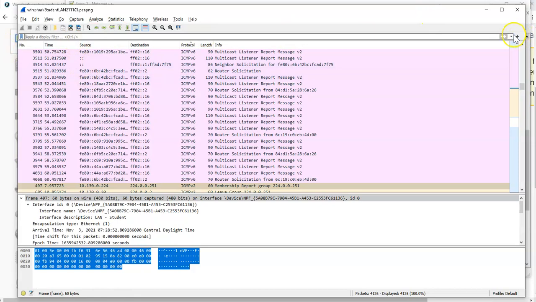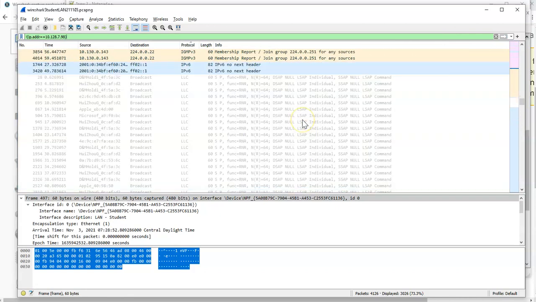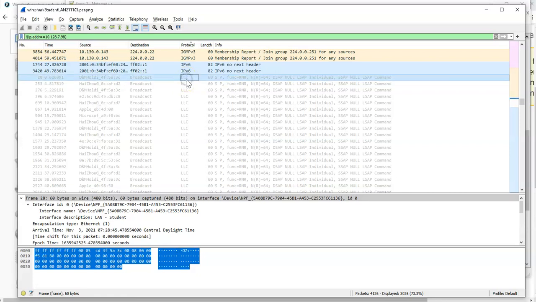Go back to the broadcast filter, enter. IPv6. Oh, look at that. Just a couple IPv6s. Ton of LLCs. I don't know what that is. I haven't researched what LLC is, but let's see how many there are.